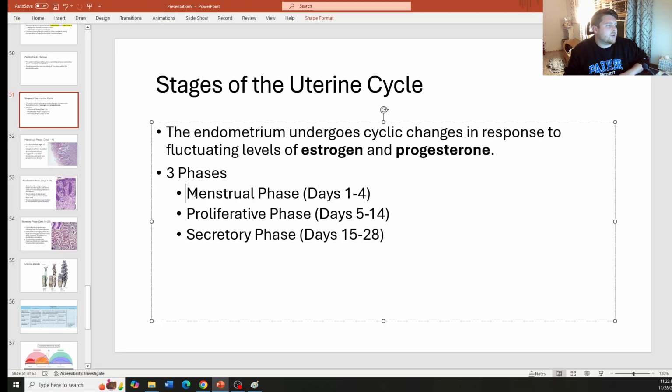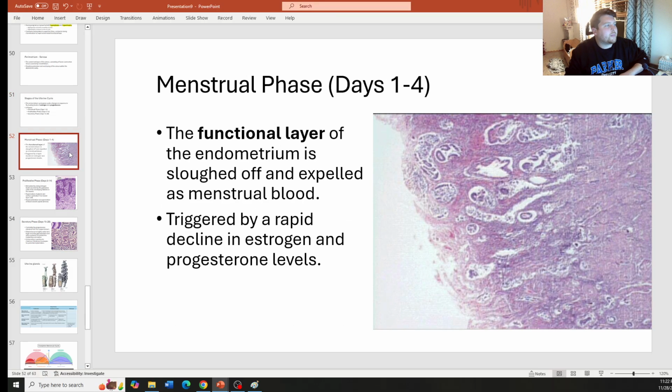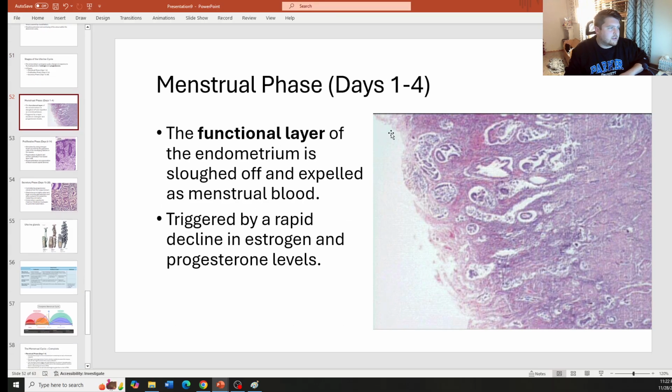Okay, so 3 main phases that we talk about: the menstrual phase, the proliferation phase, and then the secretory phase. Secretory meaning secretion type phase. So during the menstrual phase, this is about 4 days. Again, these are rough numbers; for every single person, it's going to be different.